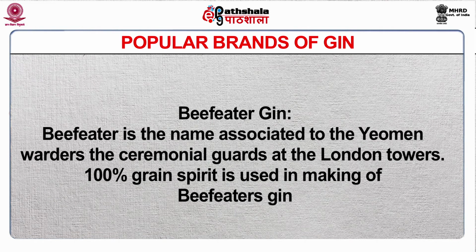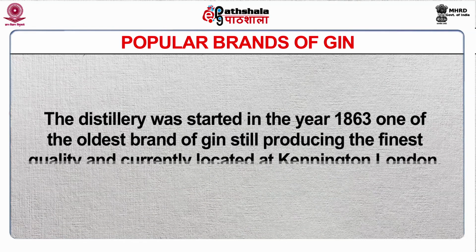Now the next one is Beefeater Gin, which is also a very famous brand of the United Kingdom. Beefeater is the name associated with the yeoman warders, the ceremonial guards of the Tower of London. 100% grain spirit is used in making Beefeater gin. The distillery was started in the year 1863. One of the oldest brands of gin, it is still producing the finest quality and is currently located at Kennington, London.